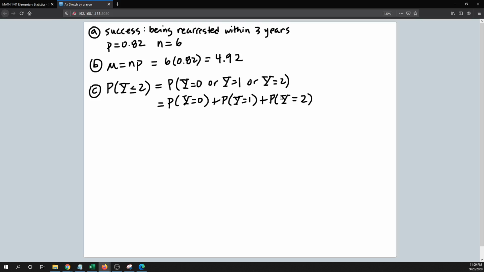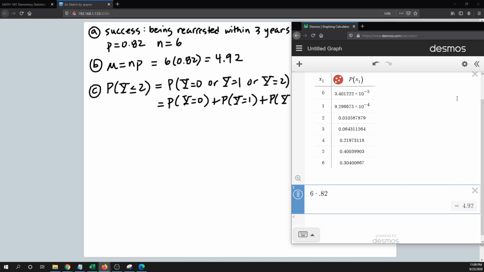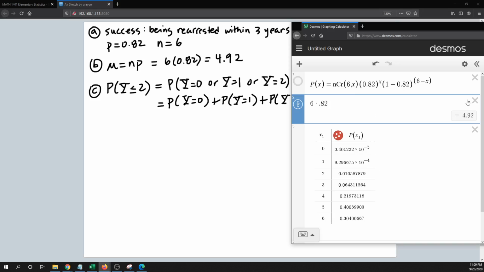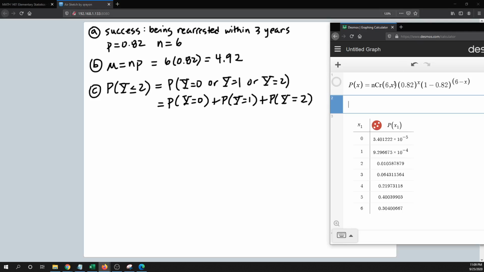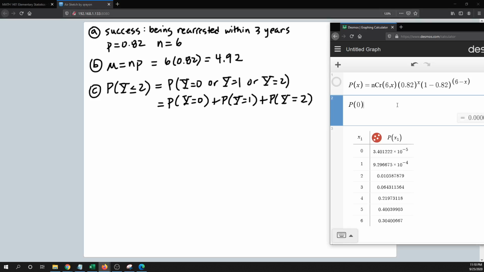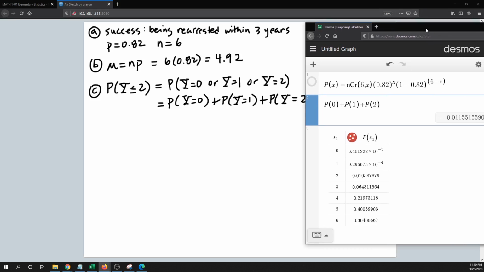All right, and then we would calculate these out. Again, we have the formula here, so I'm going to move this up so we can see the formula at the same time. All right, there we go. So we would calculate the probability of 0. In Desmos, if you have your formula punched in like I do, it would be P of 0 plus P of 1 plus P of 2. All right, and we get that that is equal to 0.016.